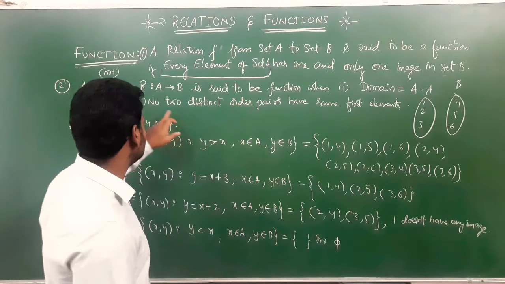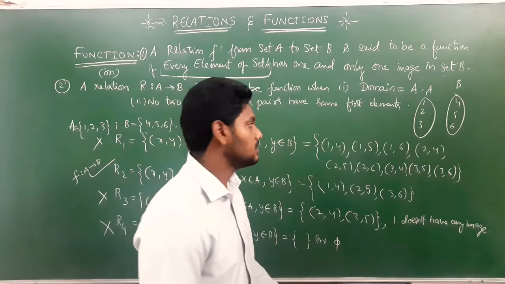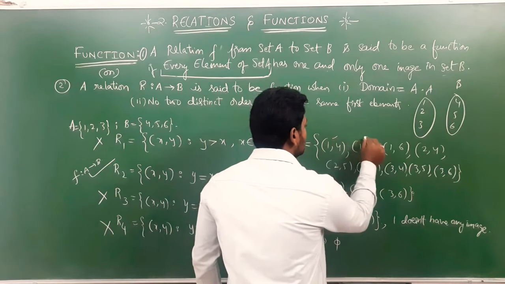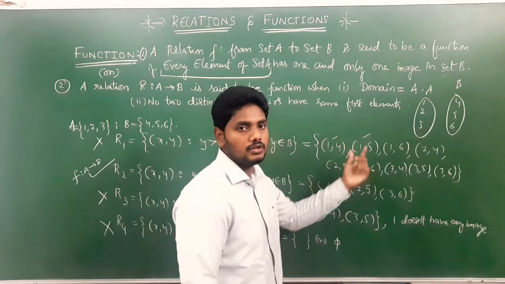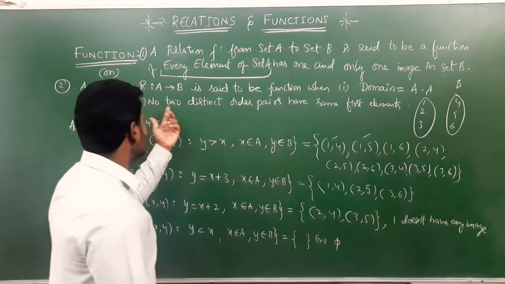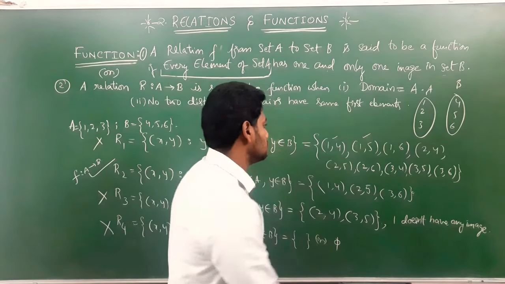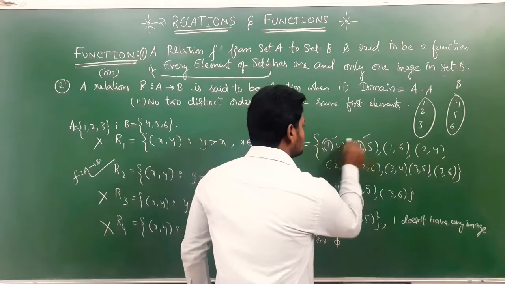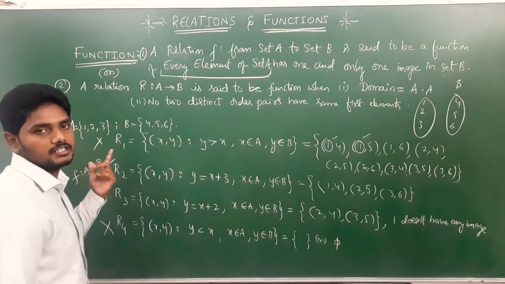What is the second condition? No two distinct order pairs have the same first elements. For example, if I consider 1, 4 and 1, 5, these are two different order pairs. The condition is no two distinct order pairs have the same first elements, but these two have the same first element. What is that? 1. So therefore it is not a function.